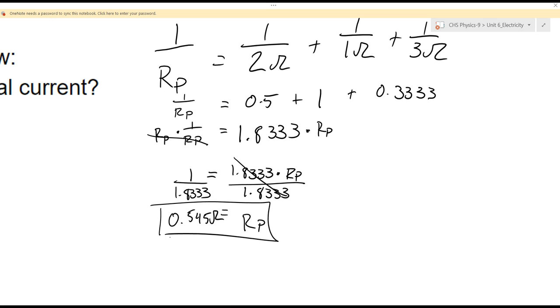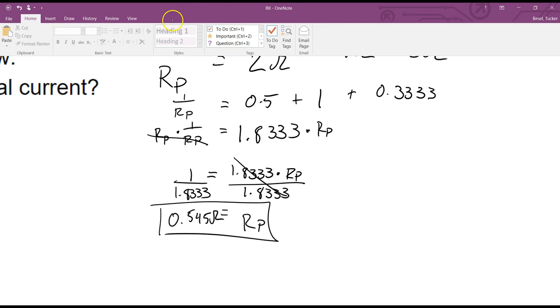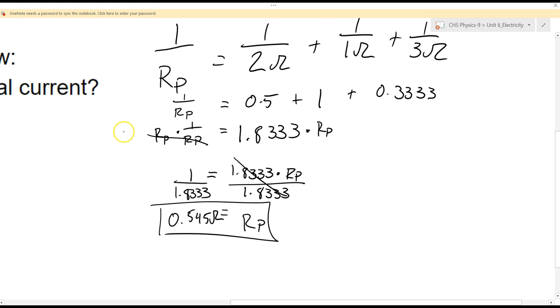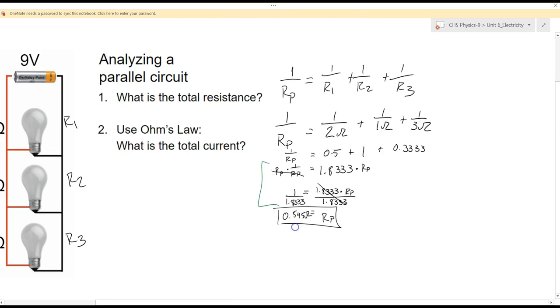So the math seems a little complicated, and this part right here might seem confusing to you, but if you look at it and just think, oh, I got to get Rp by itself, then you just think, oh, I always have to multiply by what's on the denominator to both sides. So then I'm just left with 1 over 1.8333, and then we get our final answer there. Okay?